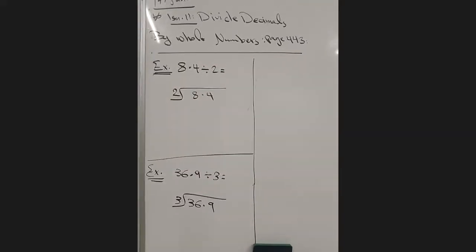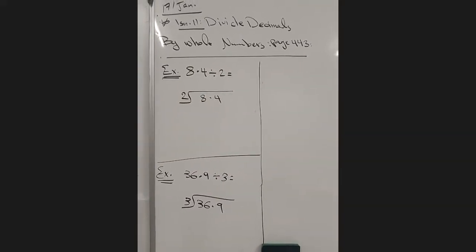Today we will start with divide decimals by whole numbers, page 443. We'll continue on decimals from the last semester. We stopped at multiplying decimals, if you remember. Let's remember together what we did at the end of the last semester.